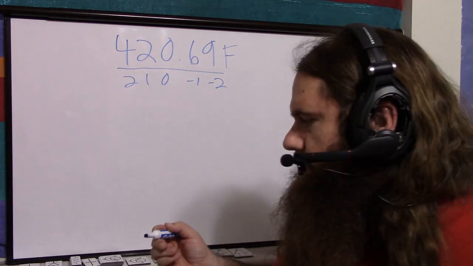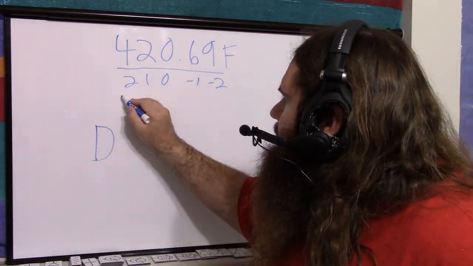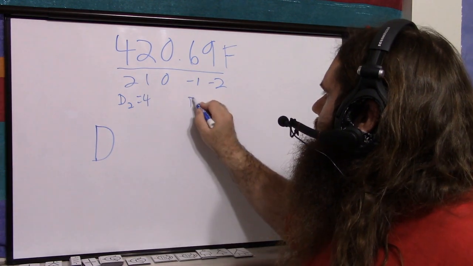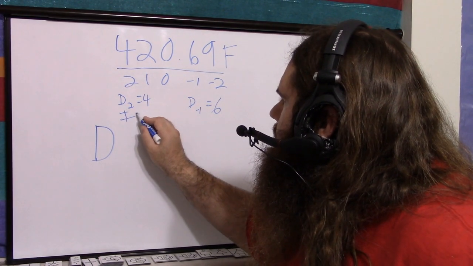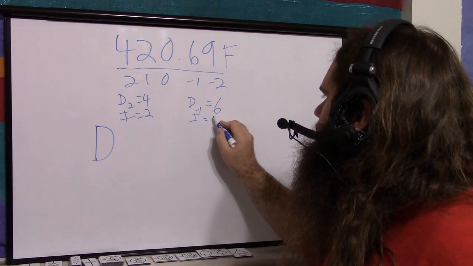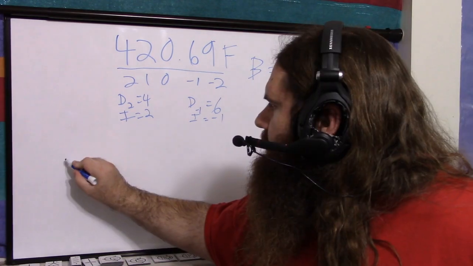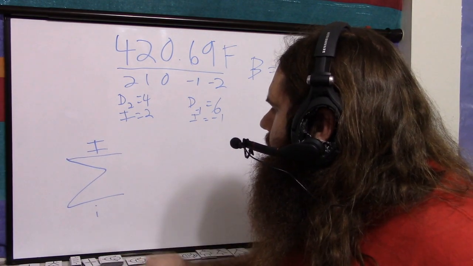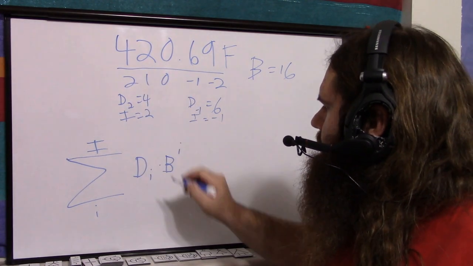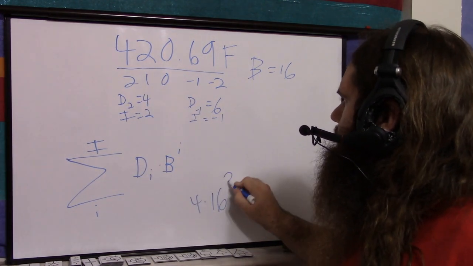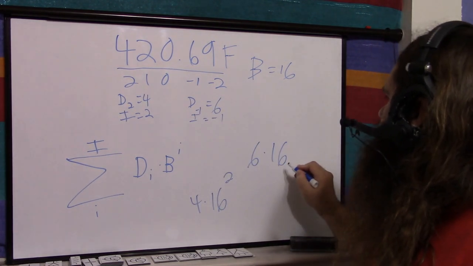If you like your fancy math notation, let's say that you have digits, digit D. So we have D2 equals 4, D of minus 1 equals 6, that kind of thing. Let's say I is your index. So I here equals 2, I here equals negative 1, I is your index, and B is your base. B, in this case, equals 16, because hexadecimal. The sum over all I of digit I times base to the power of I. So if I is 2, then D2 is 4, times 16, the base, to the 2. If I is negative 1, we've got D negative 1 is 6, times 16 to the negative 1.